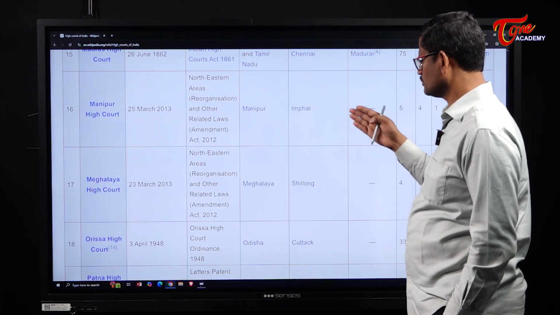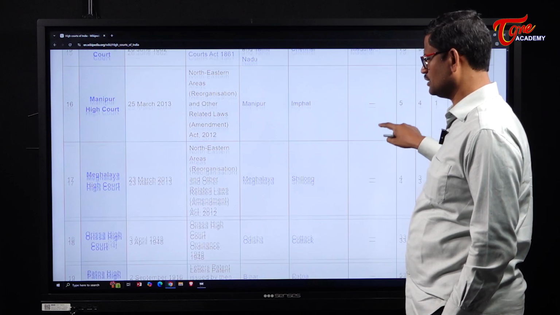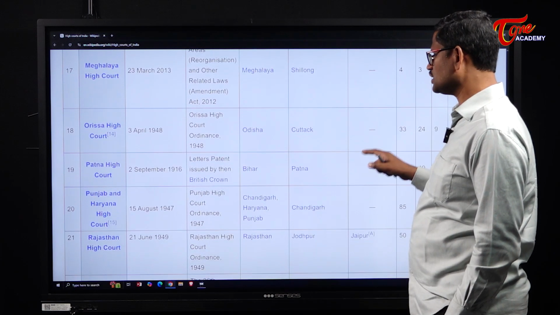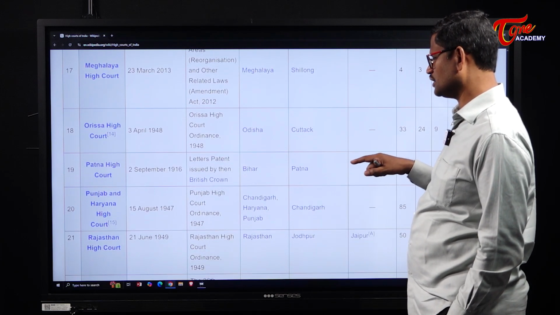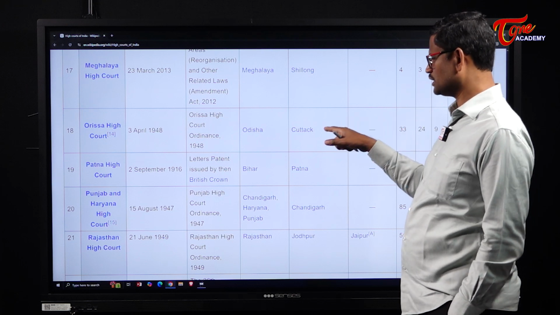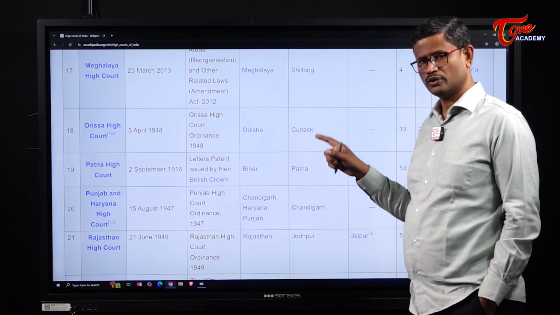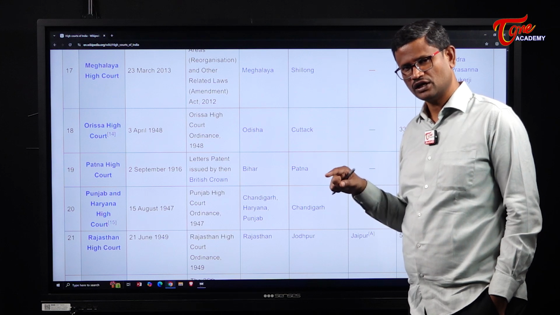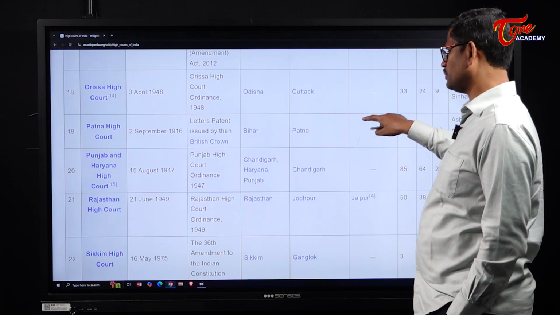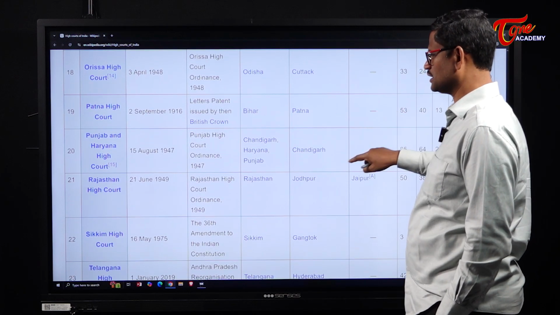Manipur High Court, the seat is located in Imphal. Meghalaya High Court is located in Shillong. Orissa High Court, though the capital of Odisha is Bhubaneswar, the High Court is not located in Bhubaneswar, it is located in Cuttack. Then Patna High Court, the seat is in Patna.